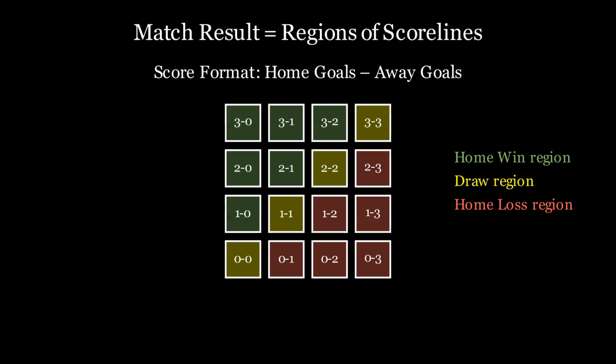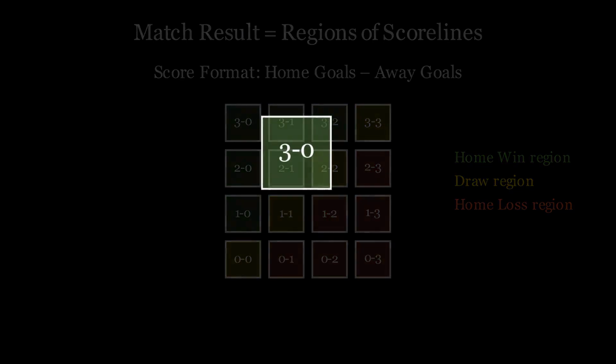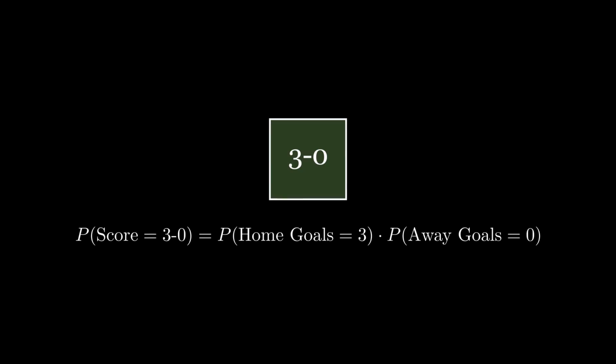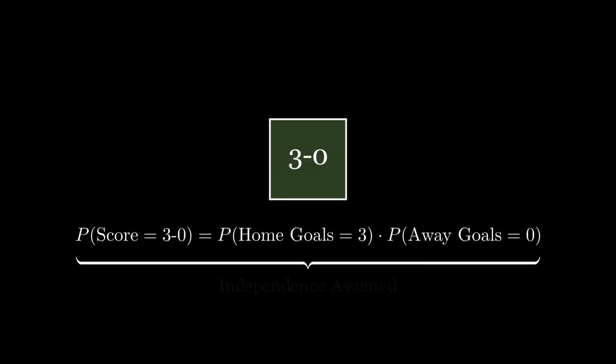So let's zoom in on the 3-0 case to drill down into this a little bit more. The probability of a 3-0 scoreline is the probability that the home team scores 3 times the probability that the away team scores 0. This multiplication only works if we assume that the number of goals scored by the home and away teams are independent, meaning one team's scoring doesn't directly influence the others. Though it's not a perfect assumption, it does work very well in modeling football statistics.